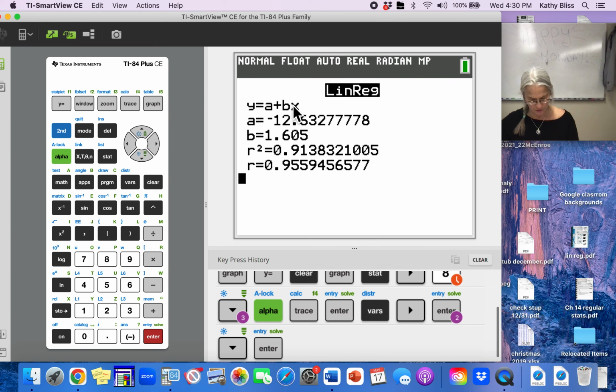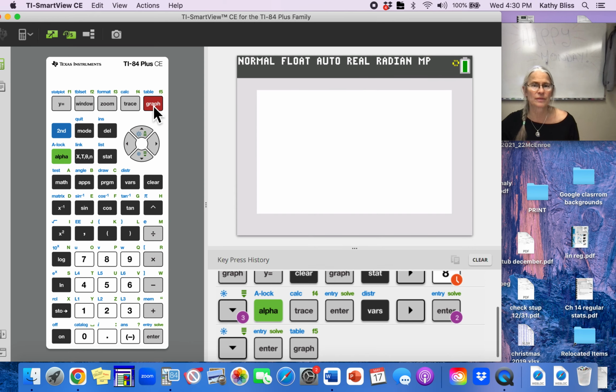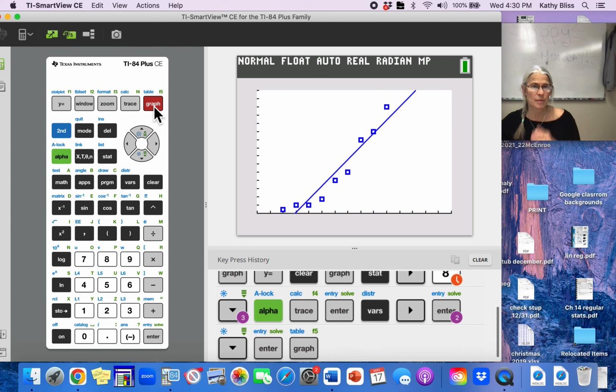And just like you did in the check your understanding, your regression equation is going to be y hat equals the a value negative 12.63 plus 1.605x. So that means that for every year increase, I should expect to sell about 1.6 million more iPhones. That's the slope. My R value and my R squared value is pretty good, 0.91. So that's pretty good. But then if I look at the graph, does the line really seem to fit it that well? Looks like something else might be better.